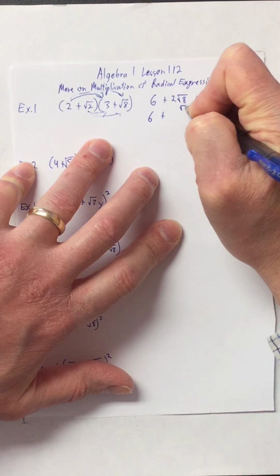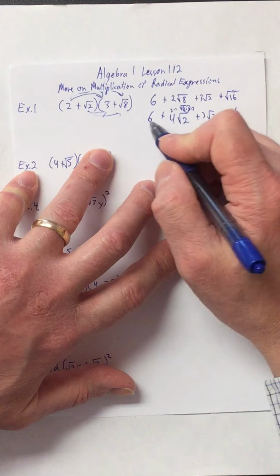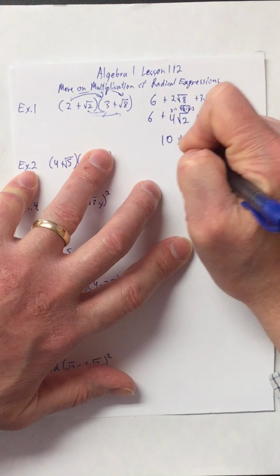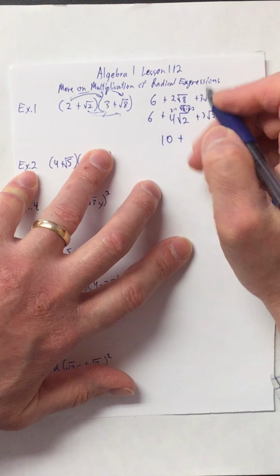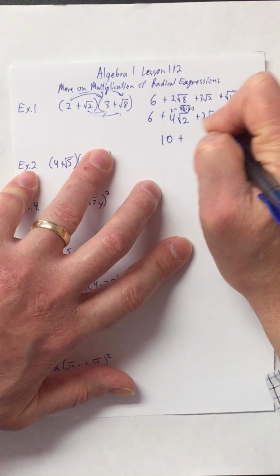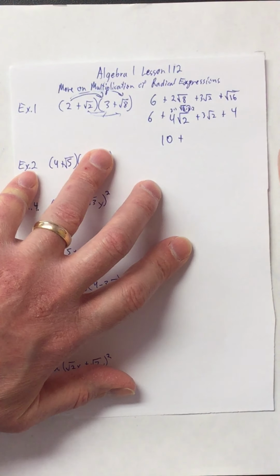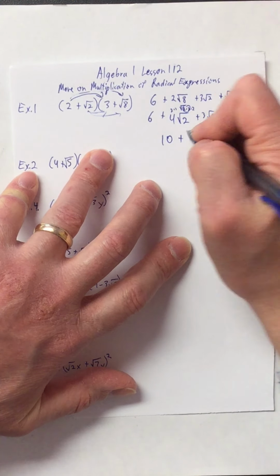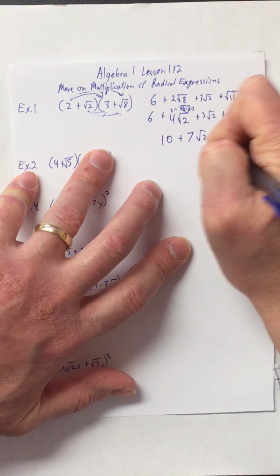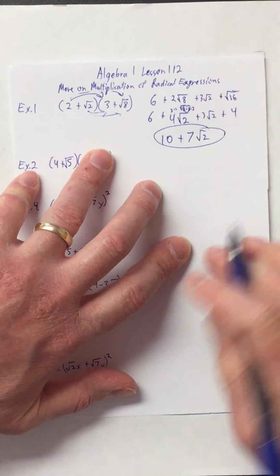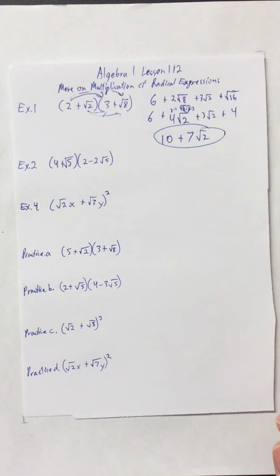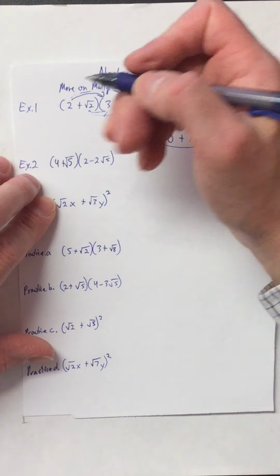So as we do that, then we have like terms in the middle here, and like terms on the outside, so 6 plus 4 is 10, plus 3 and 4, since the square root of 2's are the same, we can actually end up adding those, and that gives us 7 square root of 2. And that has been simplified or multiplied together. Okay, let's look at the second example here.